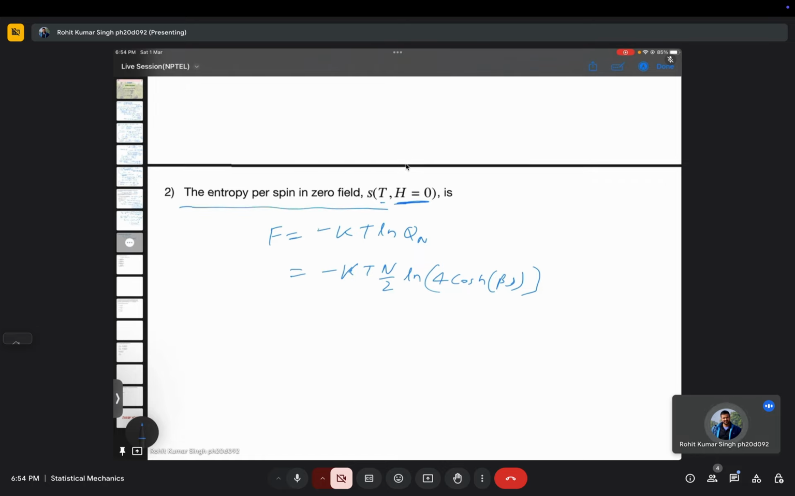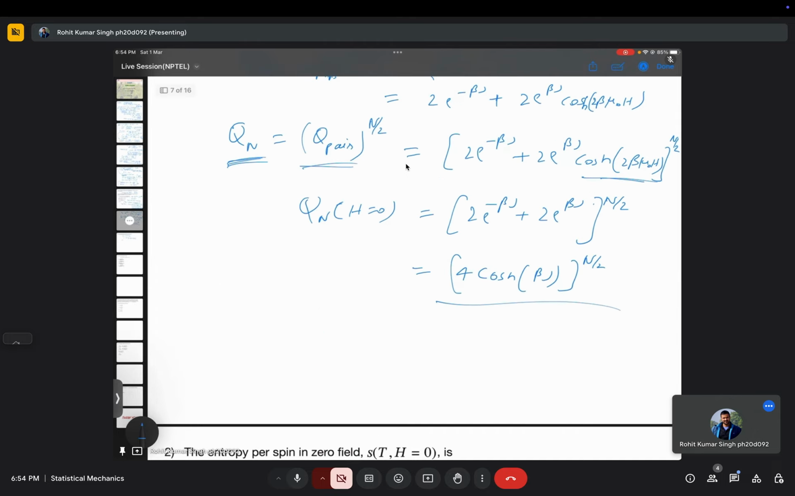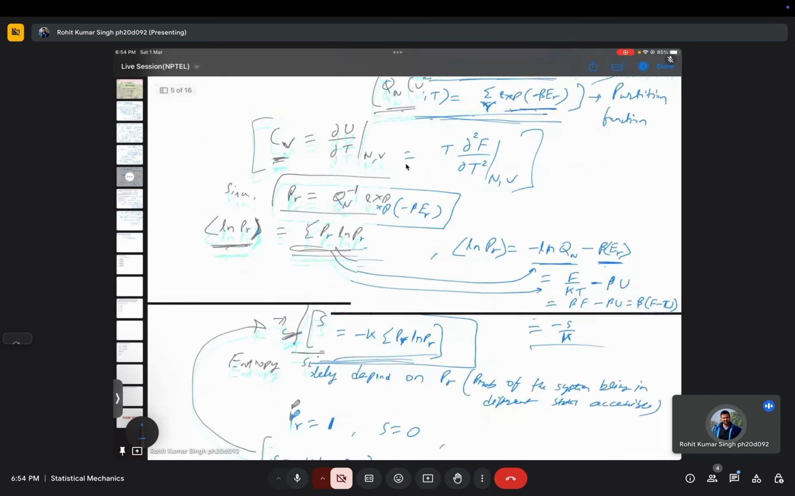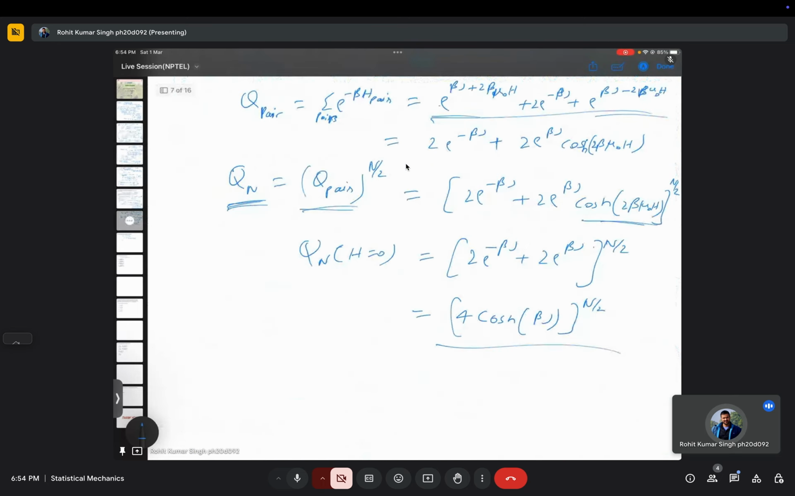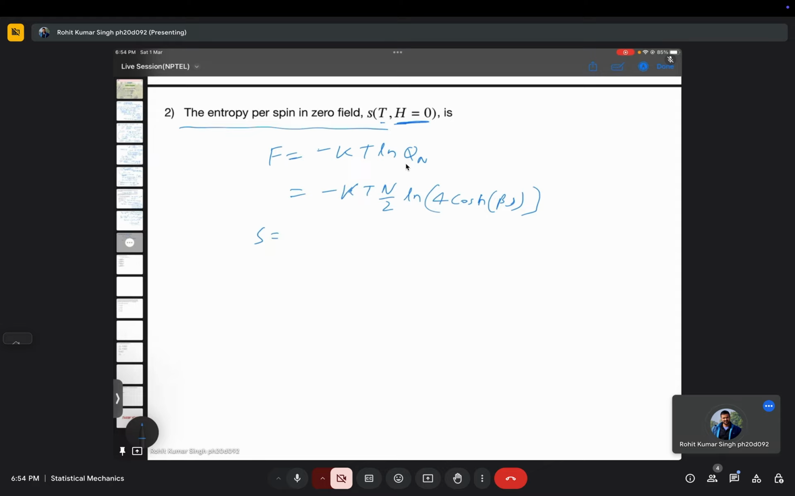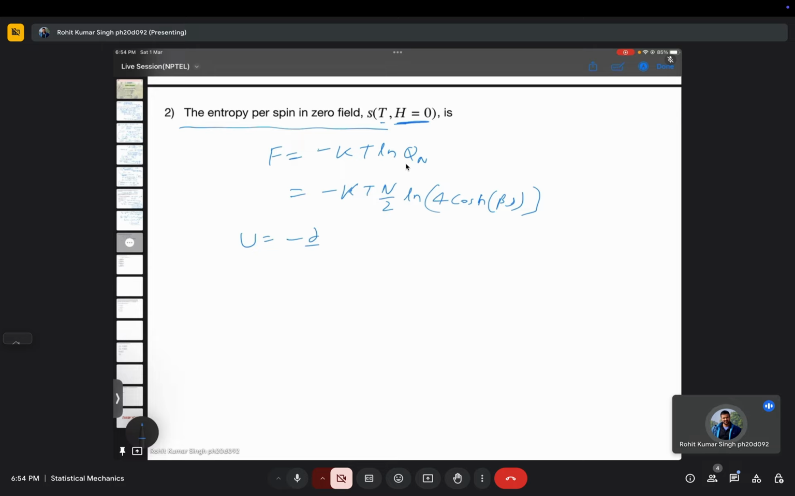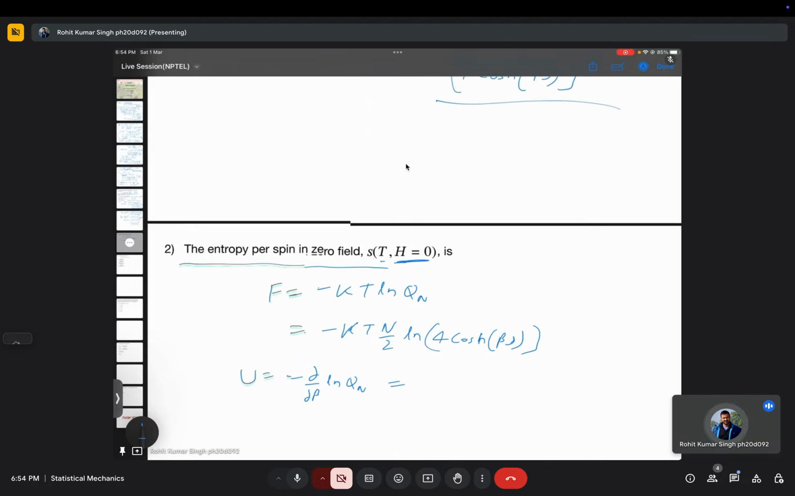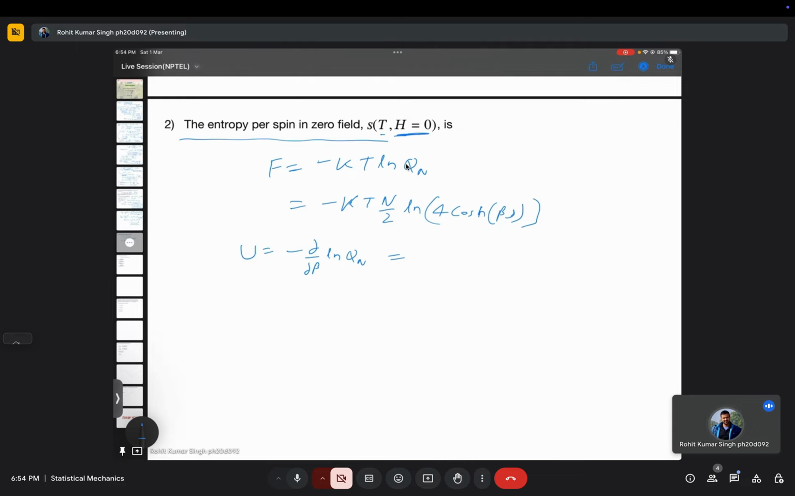And then you can find, I mean, you can directly differentiate it with respect to temperature to find the entropy. Or what you can do is you can first find the internal energy, which is given by minus del by del beta of ln Q_N, right? So if you differentiate ln Q_N, what will you get?